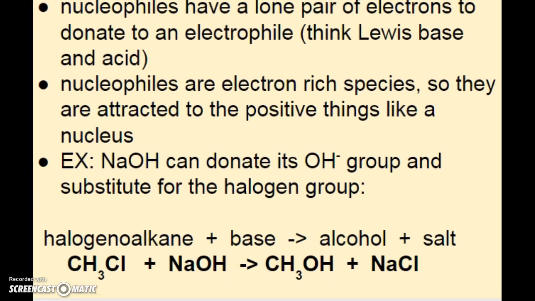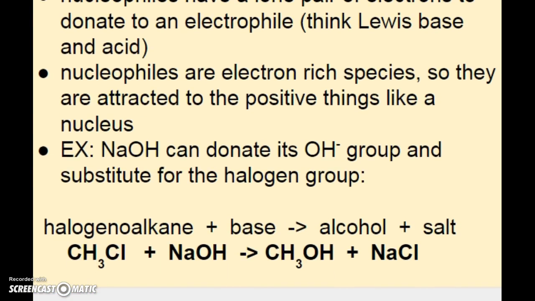They're attracted to the positive things like a nucleus or a carbon atom that's got a positive charge resulting from a polar bond. So for example, NaOH could donate its OH group and substitute for the halogen group on any halogenoalkane. So looking at the simplest one here, you would have chloromethane, and when NaOH comes in, the OH could substitute for that chlorine and form methanol and then a salt. So anytime a base comes in, and that's really the only reaction IB looks at with these nucleophilic substitutions, you will form a salt and an alcohol.